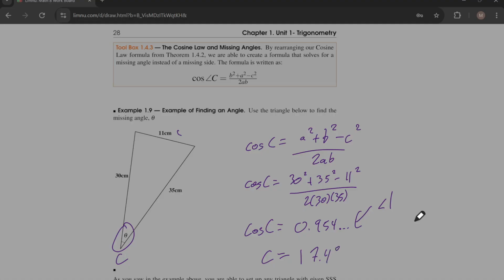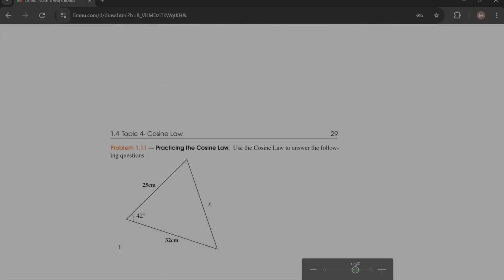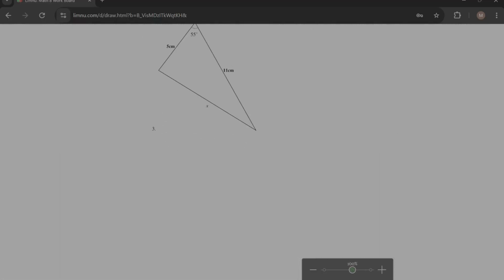Does that answer make sense? Well, 17.4 degrees is a pretty small angle. And this side is pretty small, comparatively. So yeah, an angle that's pretty small kind of makes sense. Okay, so that's all fine and dandy. You've got some practice if you want to work on some more examples.